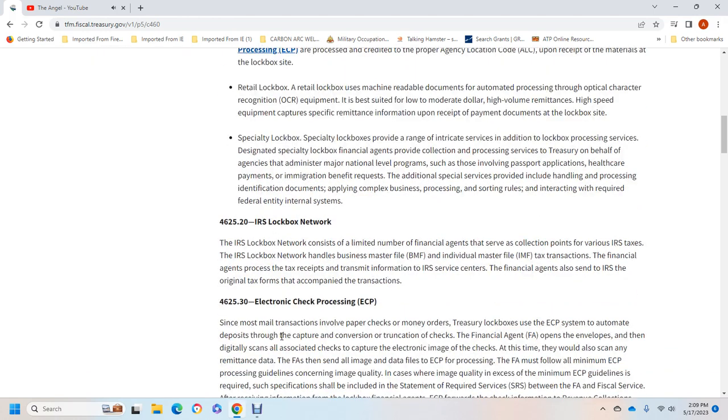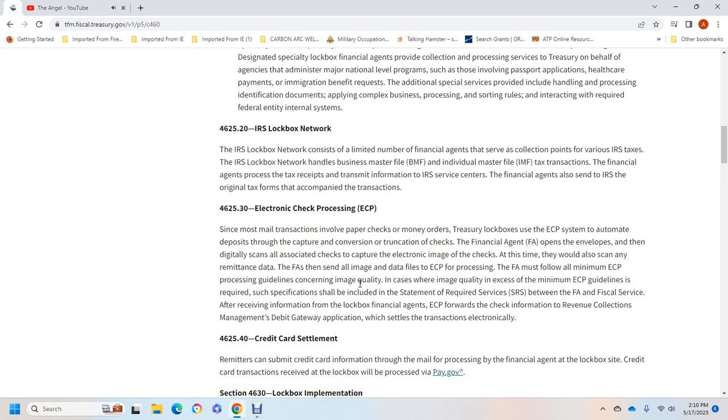entity internal systems. The IRS Lockbox Network is limited in the number of financial agent collection points for IRS taxes. IRS Lockbox Networks handle the business master file and the individual master file of tax transactions. Financial agents process tax receipts and transmit information to the Internal Revenue Service center. Financial agents also send the IRS the original tax form that came with the transaction.